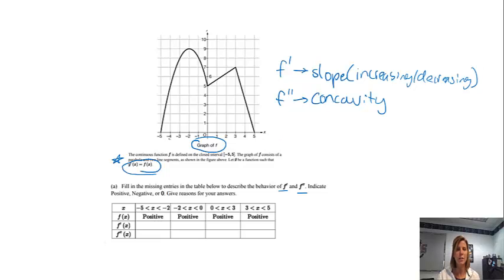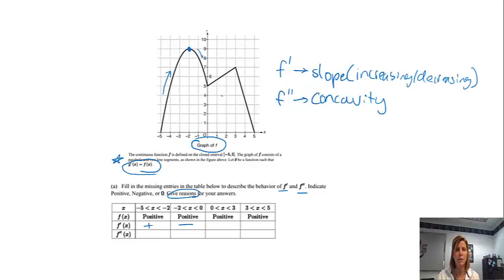So if I first look at f prime from -5 to -2, it's this section up to here. From -5 to -2, I notice that the function is increasing, so the slopes are positive. So I'm just going to put a plus sign. If you want to write the word positive, go for it. I will say why in a minute, because it did say to give reasons for your answers. Okay, so from -2 to 0, I notice that f prime, the slopes are negative. The graph is decreasing, so f prime will be negative.